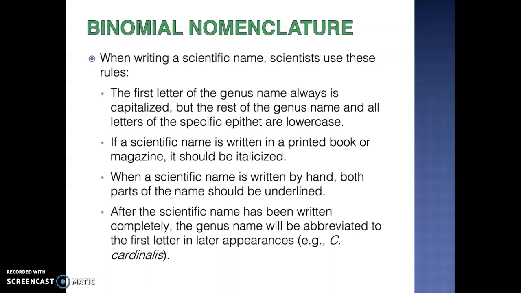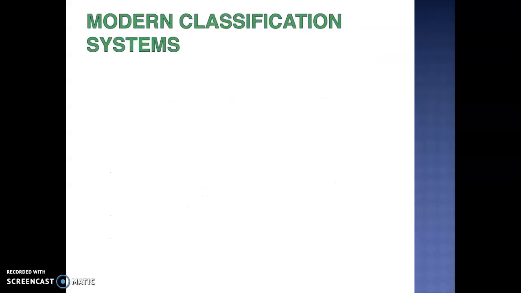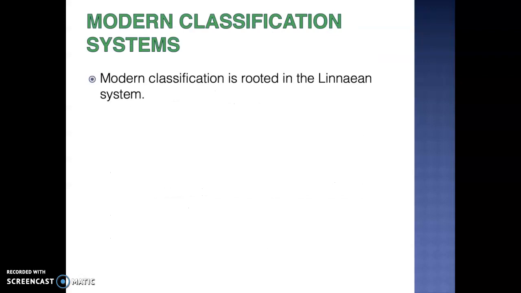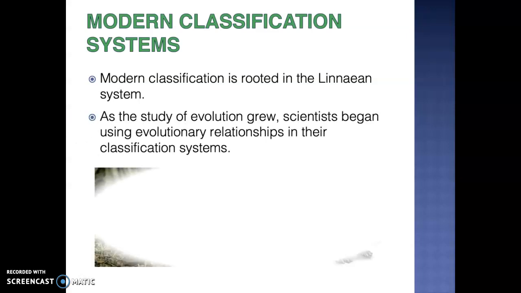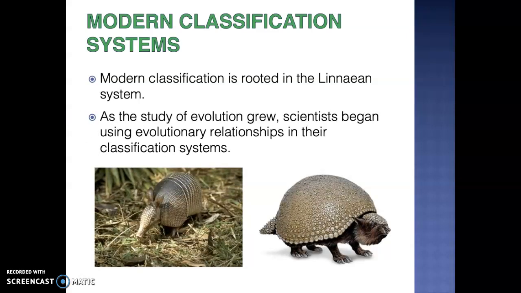All right, so modern systems of classification. A modern system of classification is rooted in what's called the Linnaean system. And as the study of evolution grew, scientists began using evolutionary relationships in their systems. So as you can see, this is your common aardvark, and then this is what it used to look like.